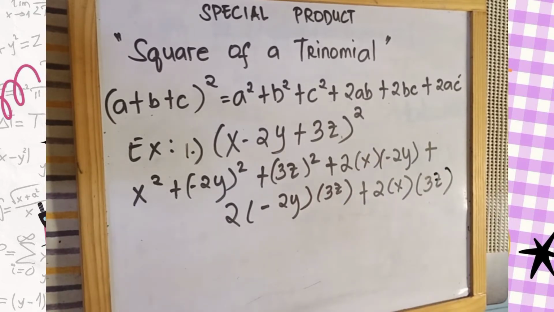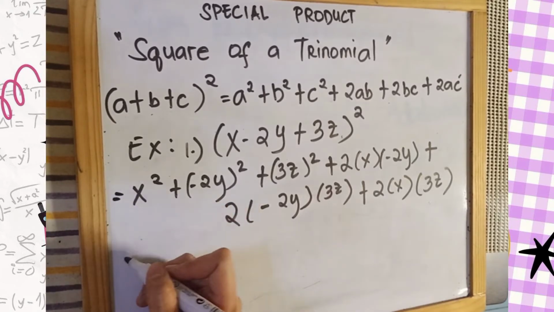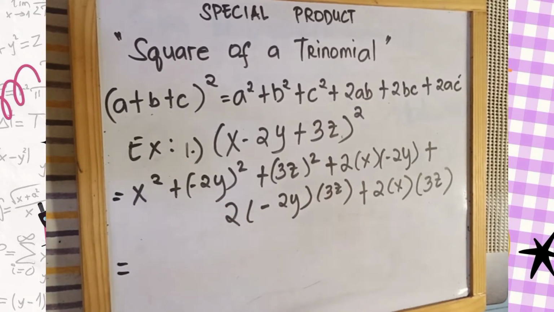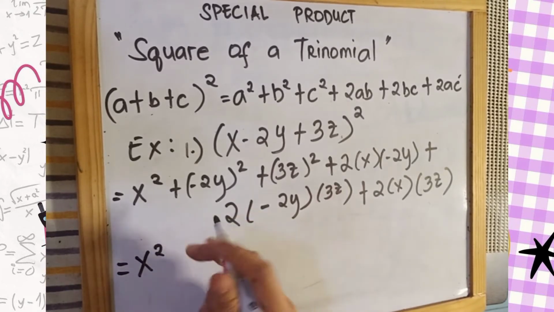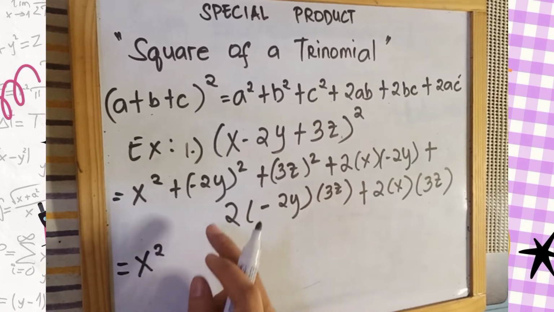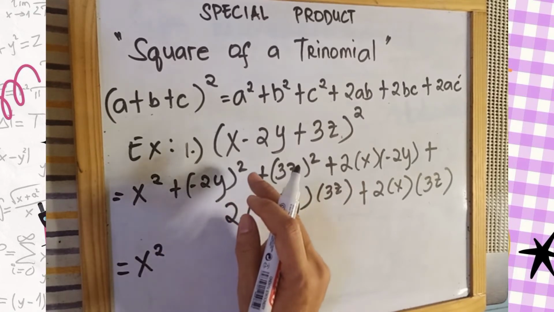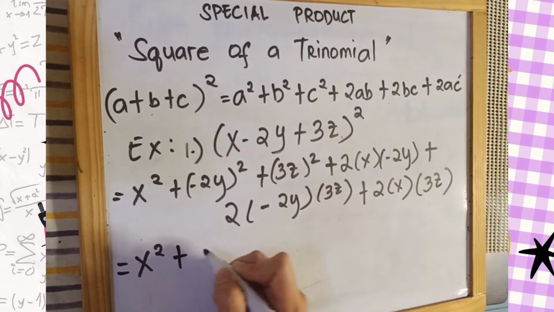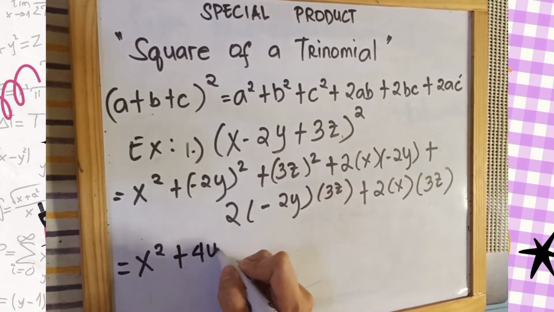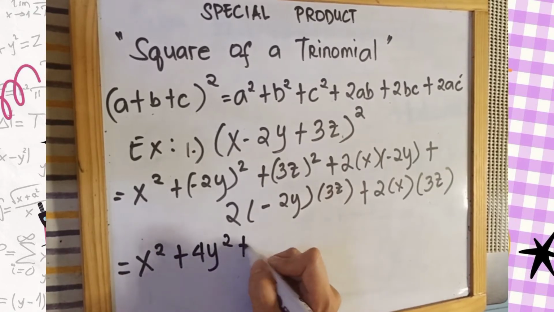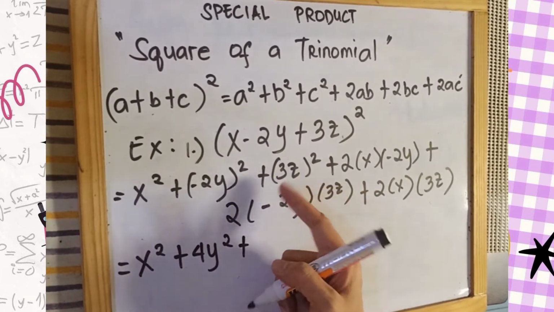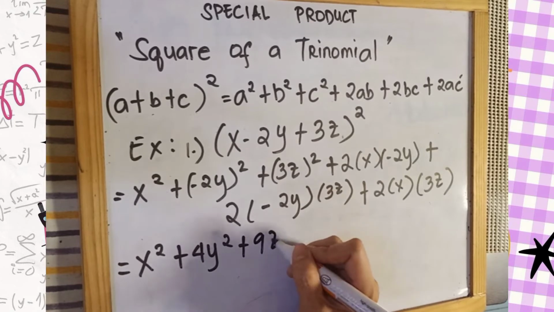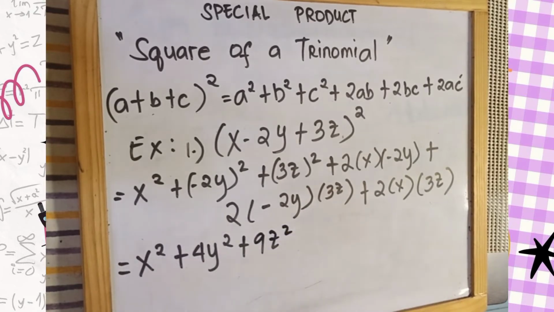Okay, so nakakasunod pa ba? Kayang-kaya natin to. So this time, let's just simplify our answer. So let's just copy our first term, that's x squared. Simplify our second term, negative 2y squared. So that is positive 4y squared. Plus 3z squared. So 3 times 3 is 9z squared.